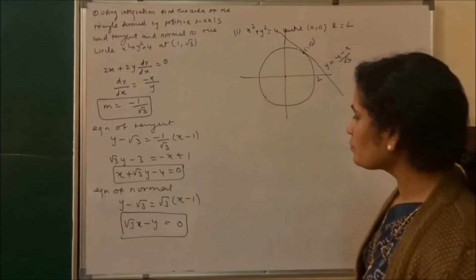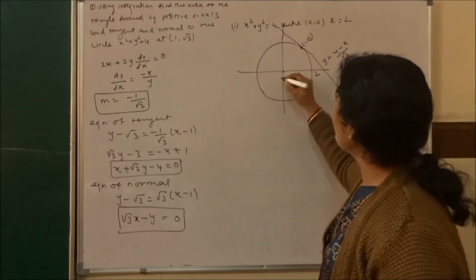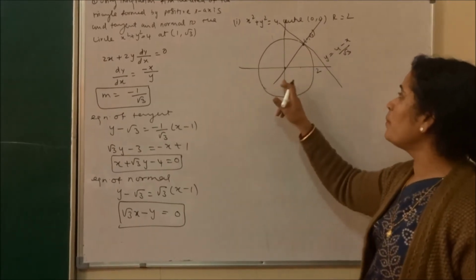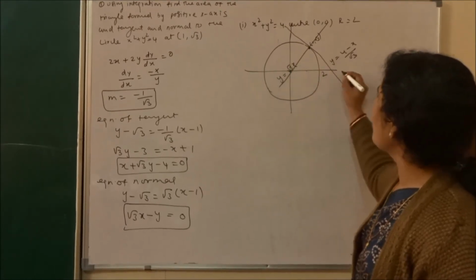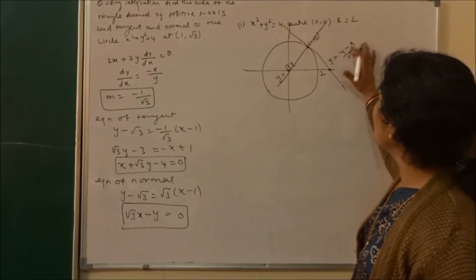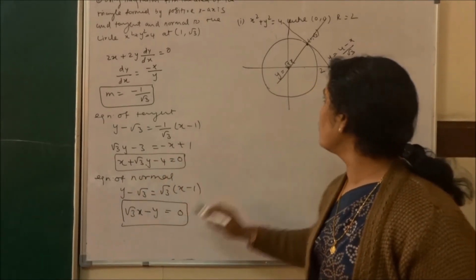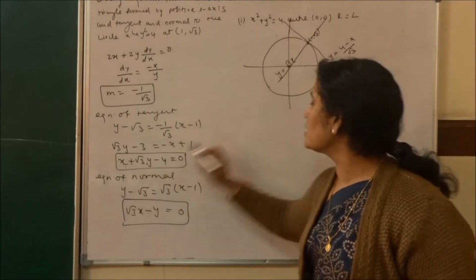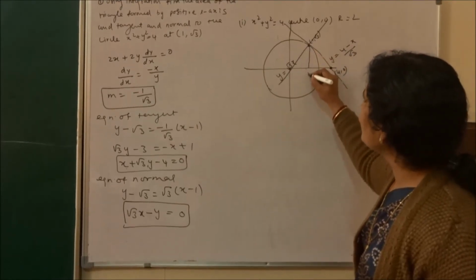4 minus x upon root 3. This is the tangent line. Now the normal line: you can draw it through this tangent point. If I draw one perpendicular line, that is the normal line. So this line is y equal to root 3x. Now what is the intersecting point? If I put y equal to 0 in the tangent line, what is the x point? That is 4, because this is intersecting at the x-axis. So this point is 4 comma 0. Clear? Now this is the intersecting point.